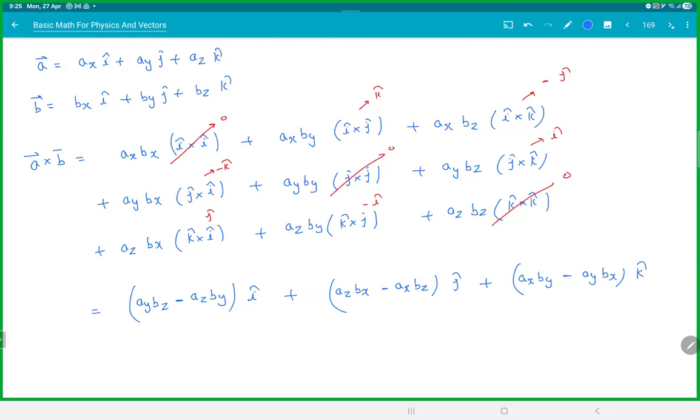Any doubt so far? Vector cross product, there's nothing. If you know how to calculate the cross product, the questions are quite straightforward. Unlike dot product, we really don't have too many variations on this. Now, how to do this? We have something called determinants. So first, let's see that.